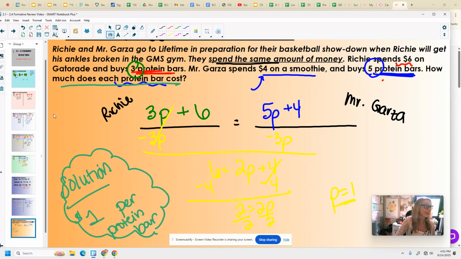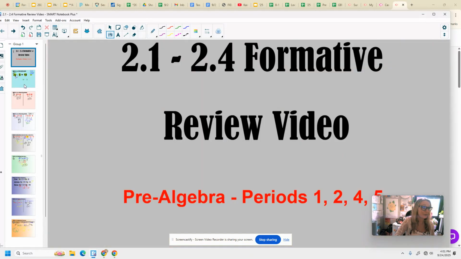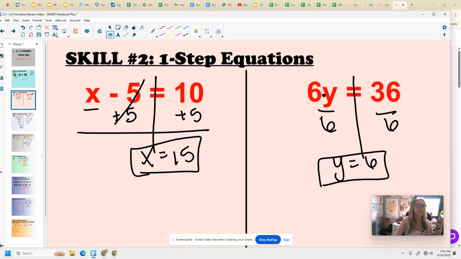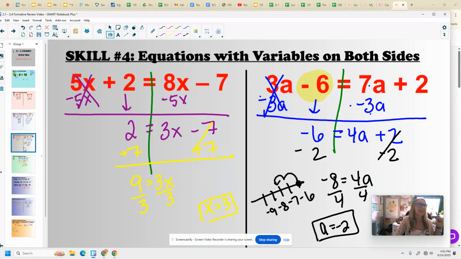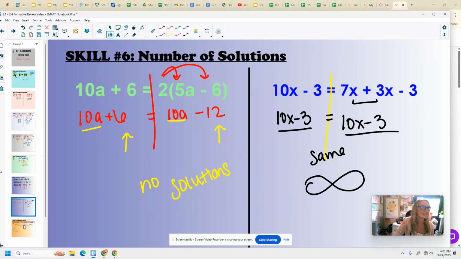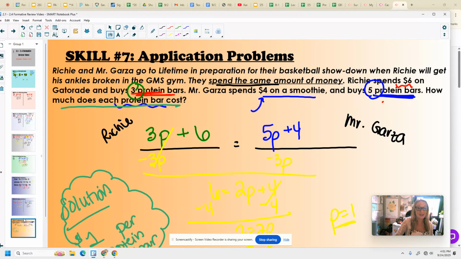Okay. All right, everybody. So here's what will be on your quiz for Tuesday. Vocabulary, 1-step equations, 2-step equations, equations with variables on both sides, multi-step equations, number of solutions, and word problems. But you're going to be amazing.